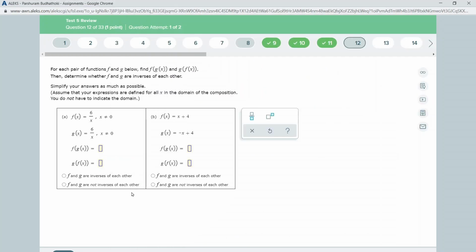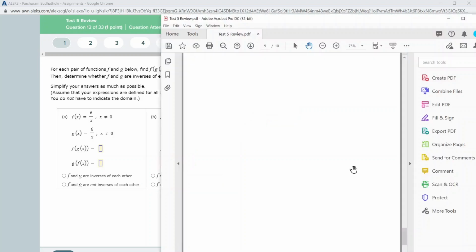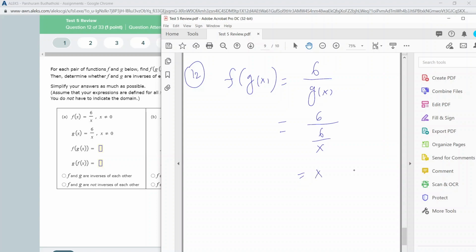This is problem 12, the first part, A. The composition f of g of x is, just plug g of x into the function f of x, 6 over g of x, which is 6 over, plug in the value of g of x, which is again 6 over x. Finally, if you flip it, 6 and 6 cancel out, it will give you x. So here you have x. You also have to find g composite f of x. And because both of them are the same function, the output would again be x.